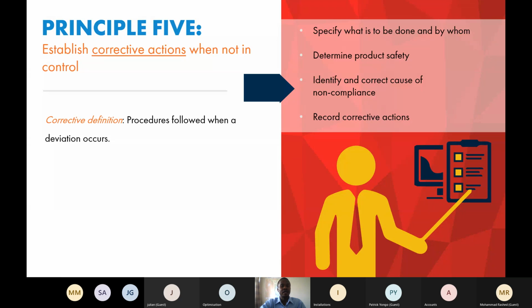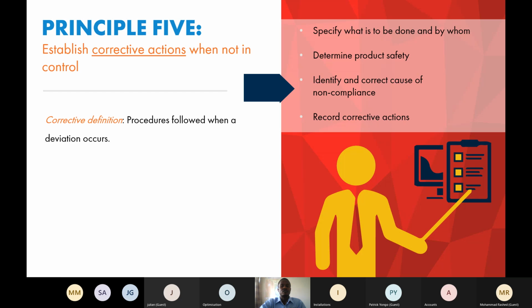But it is very, very important to find out what is the cause of the non-compliance. So it's very key to find the root cause of the non-compliance. So if there is water, is it an issue with the dryer, or is it water that is introduced into the system due to leaks within your compressed air piping?